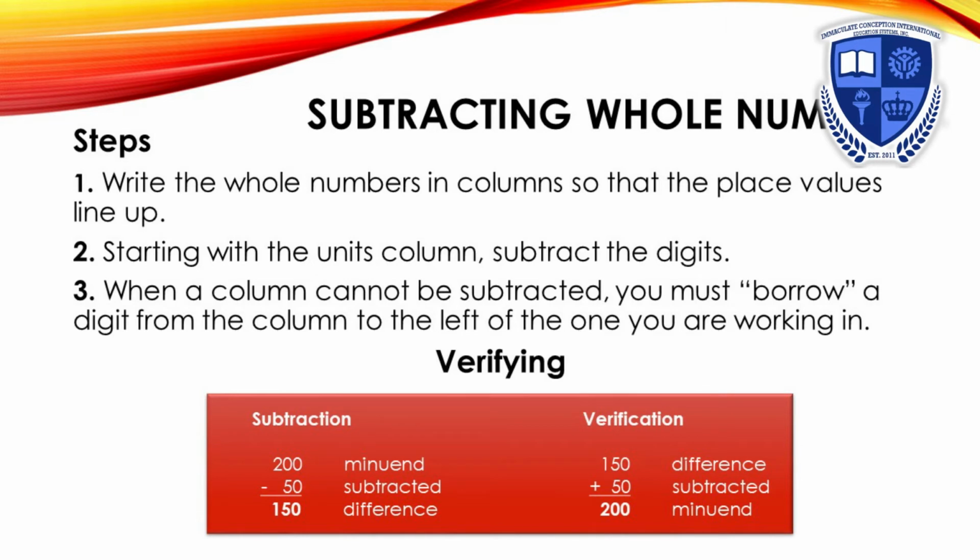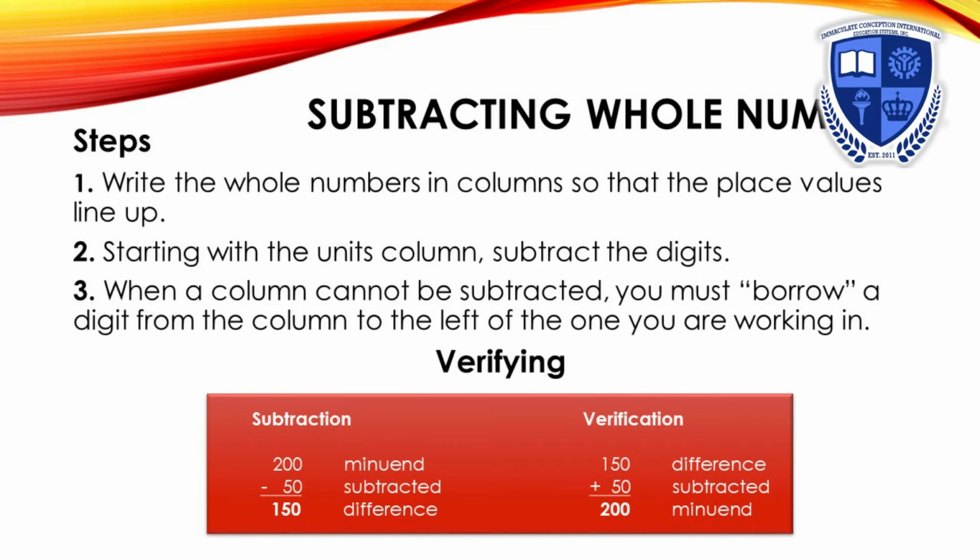Now, subtracting whole numbers. So we have 3 steps. First step, write the whole numbers in columns so that the place values line up. Second, starting with the units column, subtract the digit.